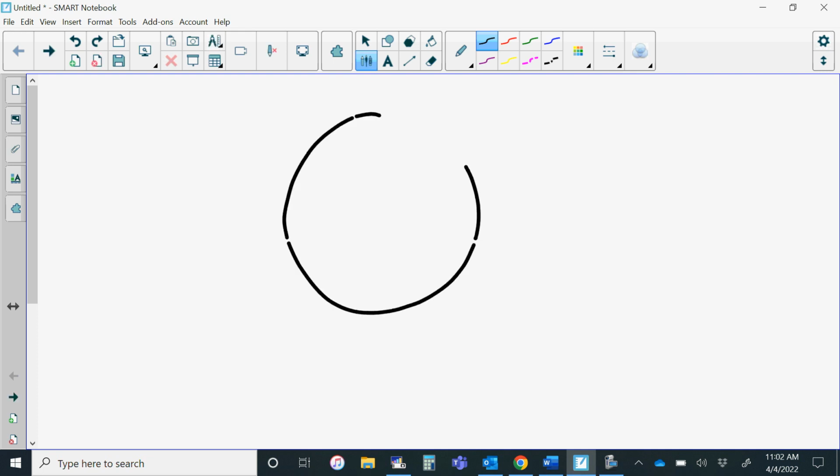You have a circle. What is the name of this circle? Circle A, we name it by the center. A tangent line is a line that touches a circle at only one point. So this is an example of a tangent line. This could be line M.